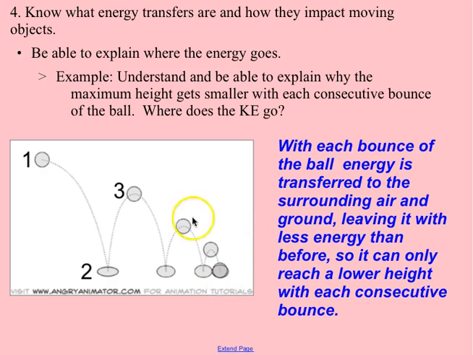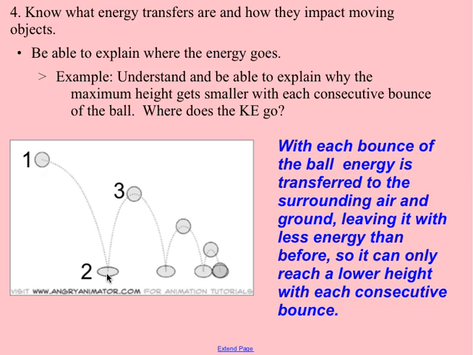Well, that energy was transferred into the air as the friction between the ball and the air. Some of it went into the ground. As the ball was hitting the ground, there's friction between the ground and the ball. So that energy didn't just vanish and go to nowhere. It left it. It went into the surrounding area.